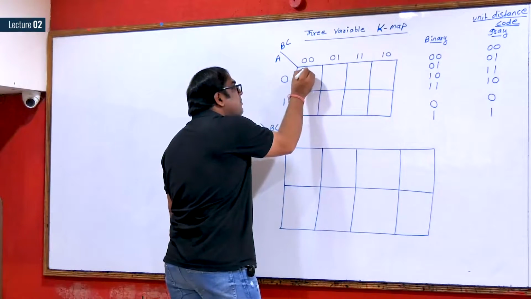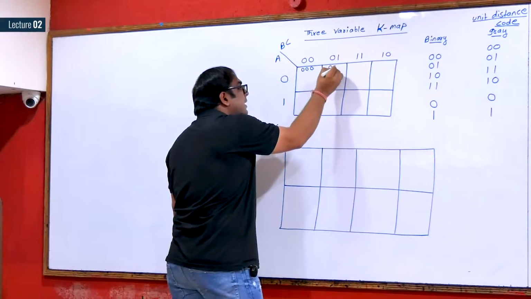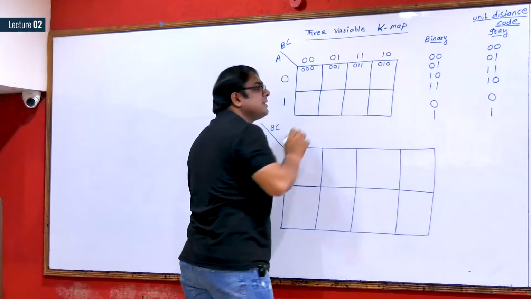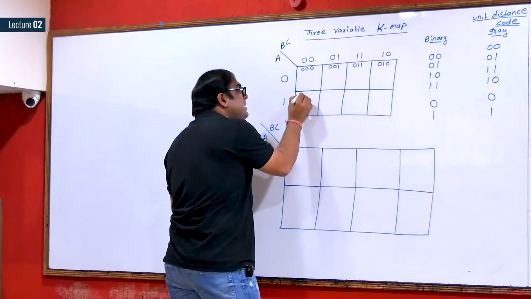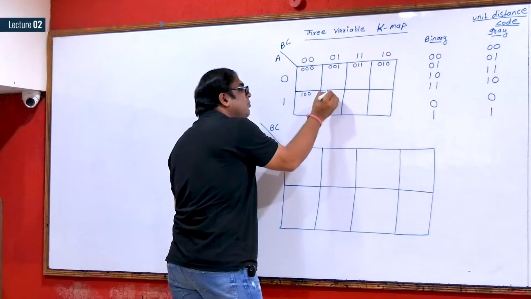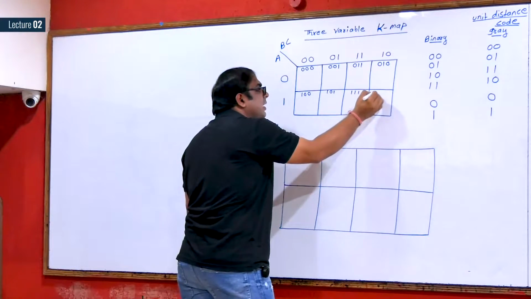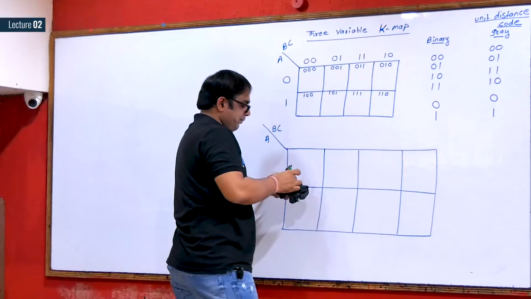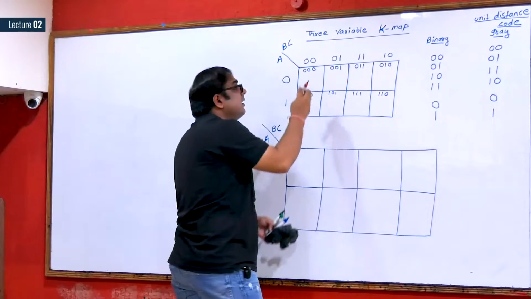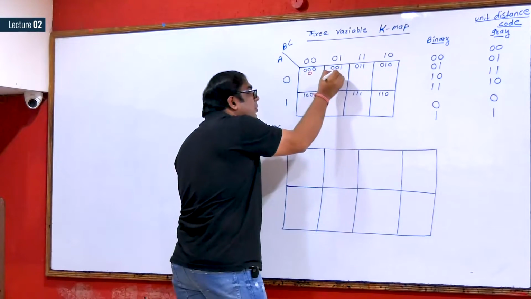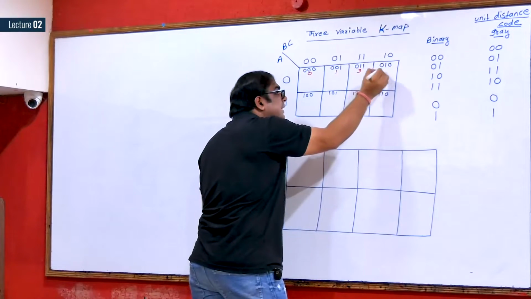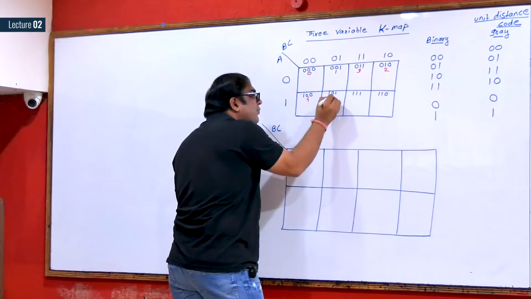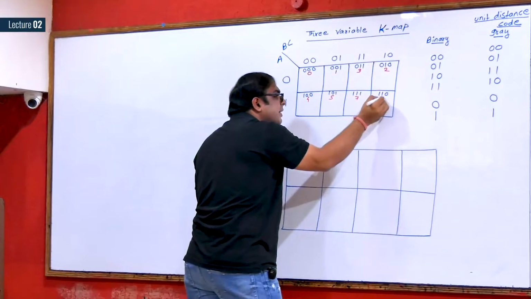So this will become 0 0 0. This will become 0 0 1. This is 0 1 1 and this is 0 1 0. Sequence ABC will become 1 0 0, 1 0 1, 1 1 1, 1 1 0. Now see here. In decimal, it will become 0, 1, this is 3 and this is 2. In decimal, this will become 4, 5, this is 7 and 6.